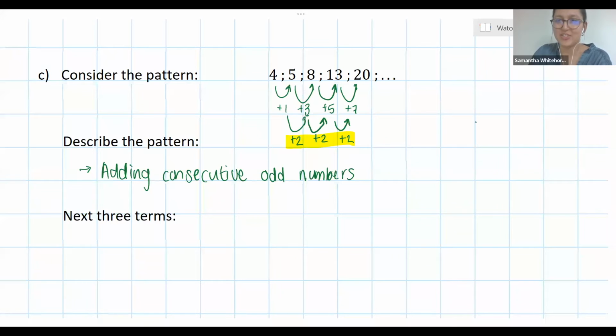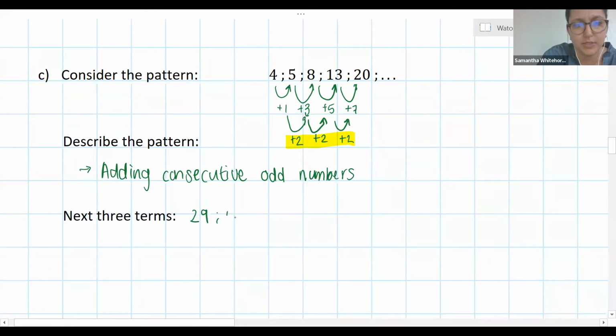Alrighty. So we want the next 3 terms. I hope I say your name correctly. If I don't, you can correct me. Paperi. Yes, ma'am. Did I say it correctly? Yes, ma'am. Okay. What are my next 3 terms? 29. Good. 40. Good. 53.